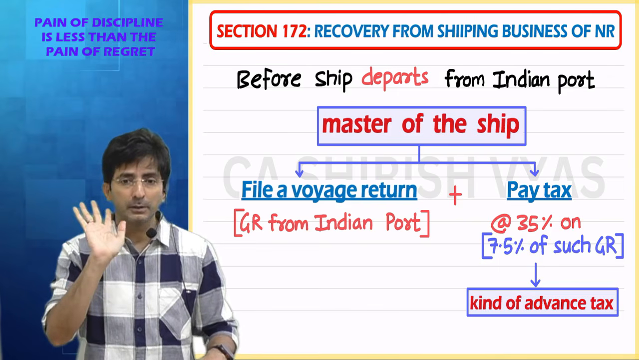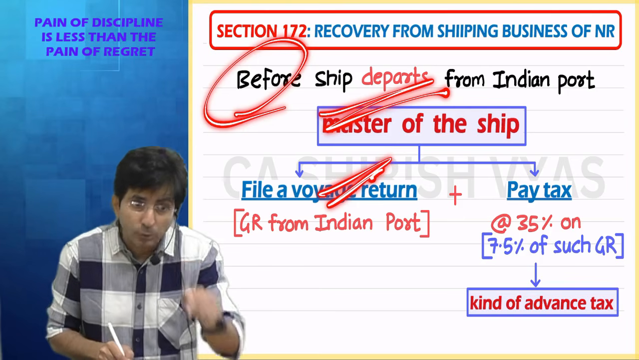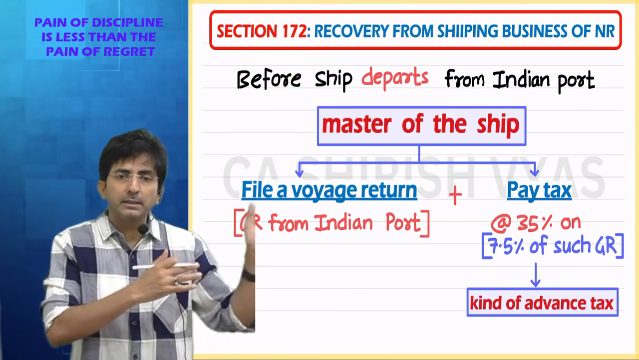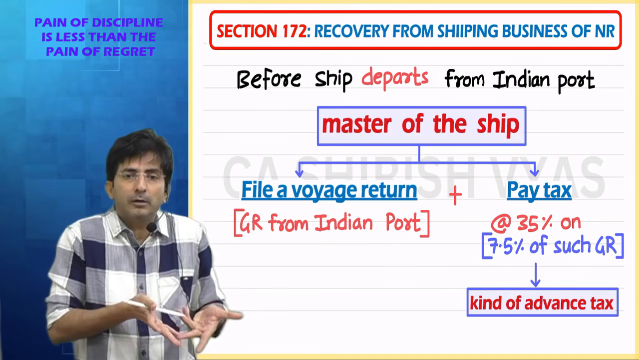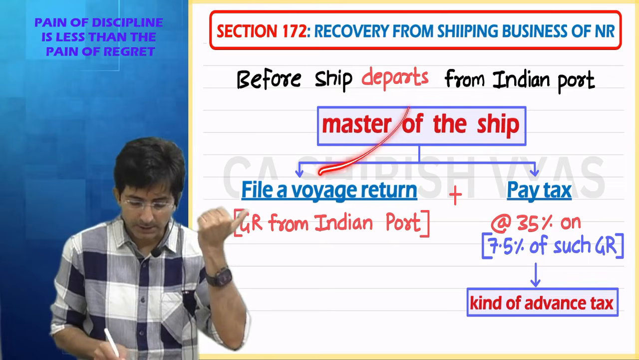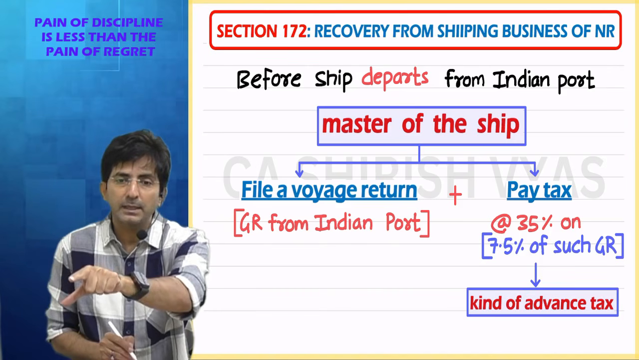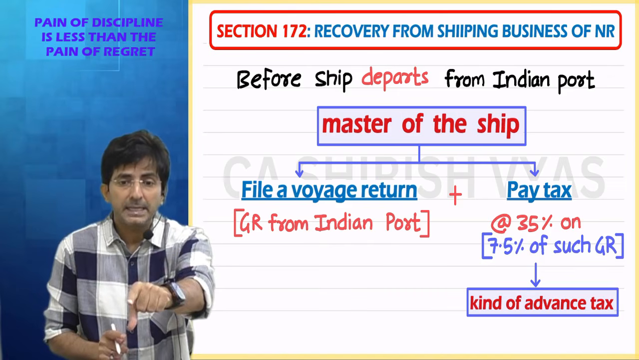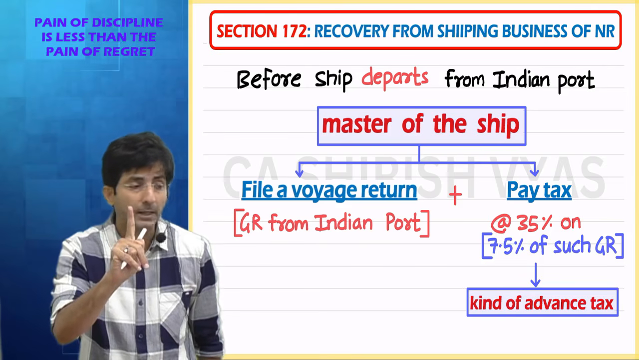This is an exception. Generally, before a ship departs, the master has to do the formalities. But sometimes you have to depart in an emergency. You are in a hurry to leave, and doing this formality before departure will take time. So you can request an extension. Who will request? The master. To whom? The assessing officer. And if the assessing officer is convinced, he will say, okay, tell your agent in India to do the formality within 30 days from the date of departure.